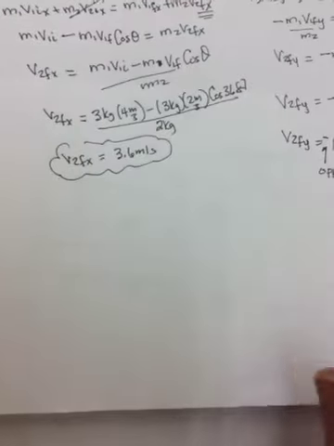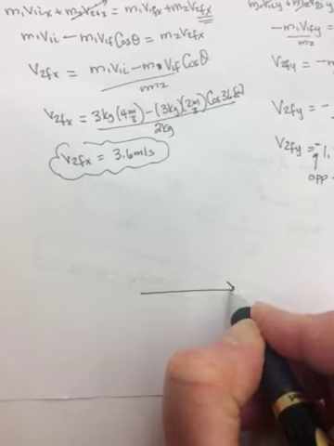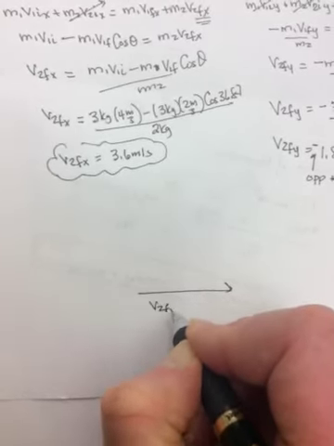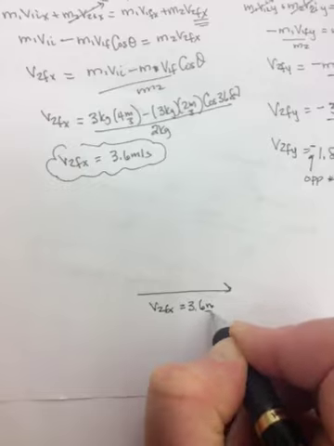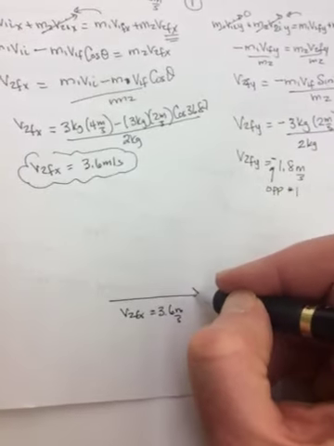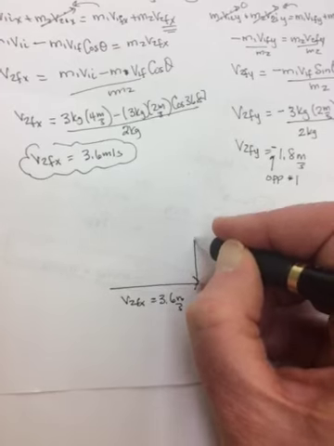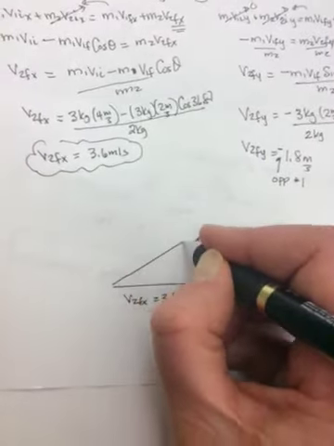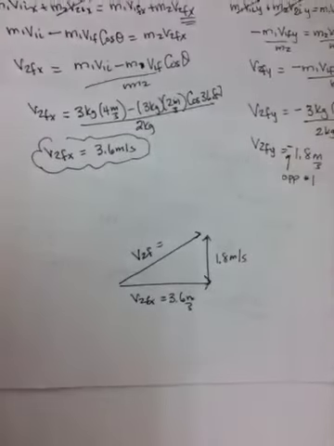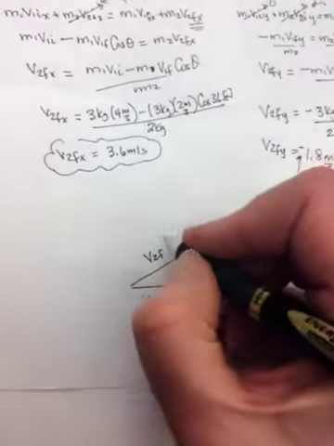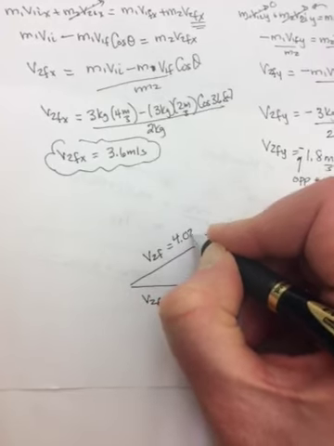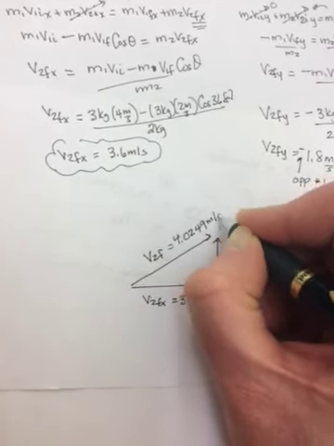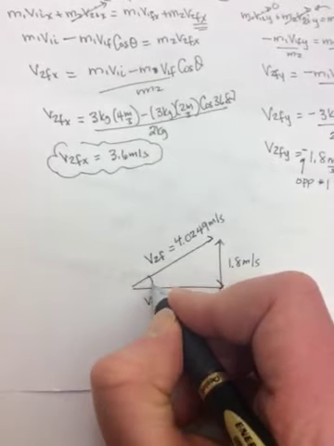So now we have our two components. So now we draw them. So we have our v2 fx of 3.6 meters per second going this way, and opposite 1, and 1 was going down, so this guy's going up, and it's 1.8 meters per second. So we can square these, add them together, and take the square root to get our v2f, and when we do that, we get 4.0249 meters per second, but we also need an angle.